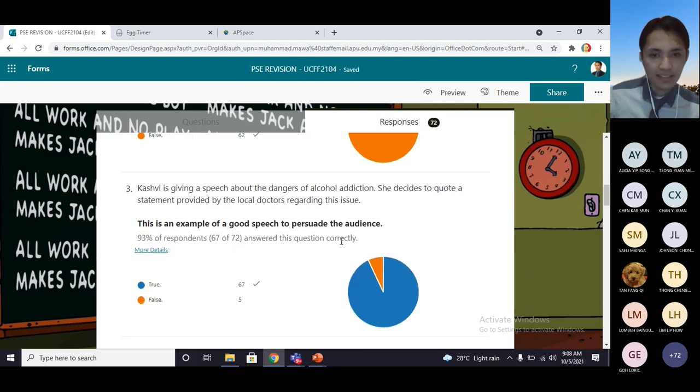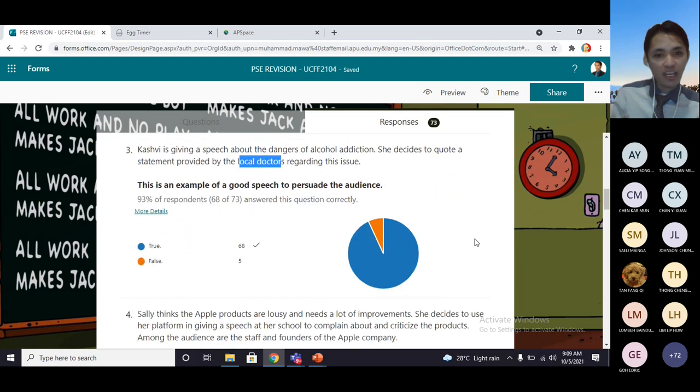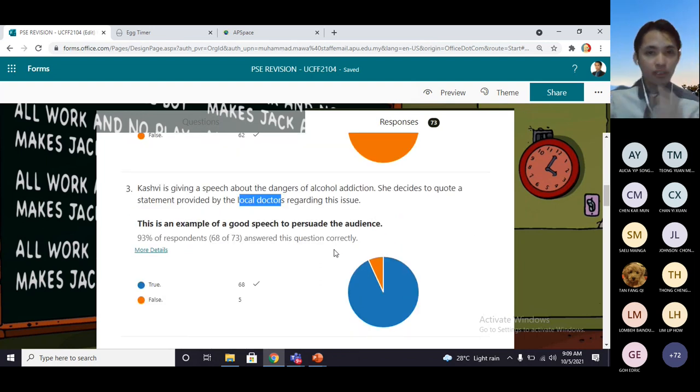Okay, so we have an update. Some of you got it wrong. I think five of you got it wrong. But here, let's say you are talking about the dangers of alcohol addiction. You decide to quote a statement provided by local doctors. Okay, and this is an example of a good speech to persuade the audience. Most of you got it correct, and this is a good example to persuade your audience.